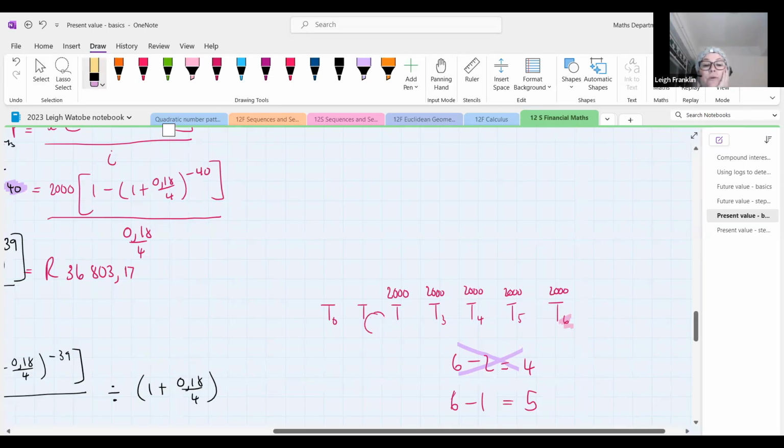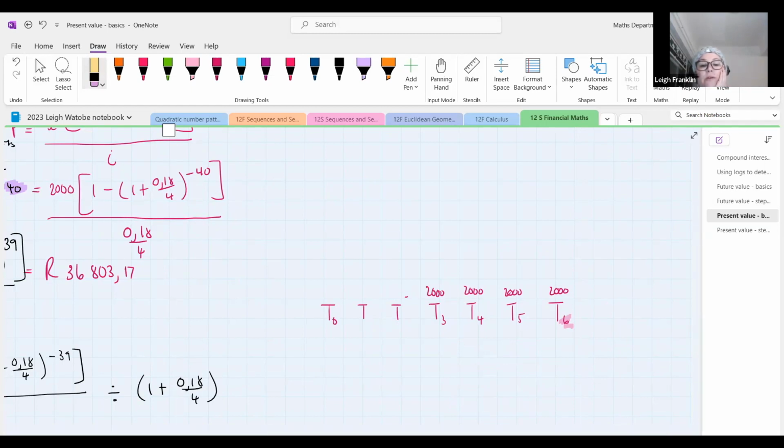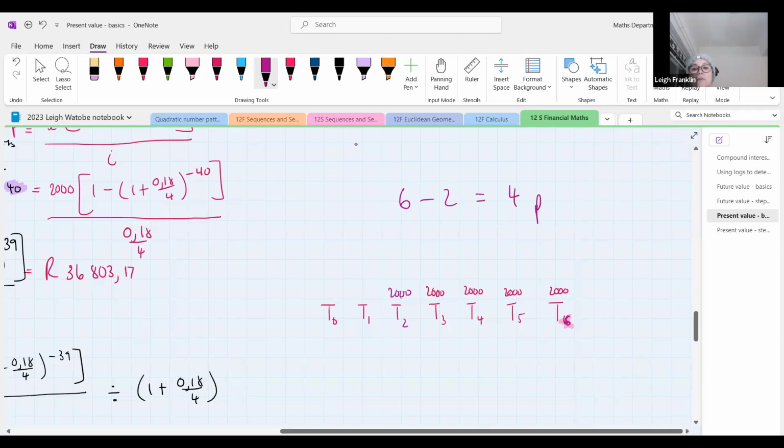If I start at T2, let's just get rid of all of this. Doesn't matter how much money I pay. Let's just leave the 2,000. So if you were confused by why it changed from 40 to 39, listen, because I'm explaining it now. This is a more simple example, obviously. If I start paying at T2 and I finish paying at T6, can I say that there are four payments? Can I say 6 minus 2 means there were four payments of 2,000 Rand?